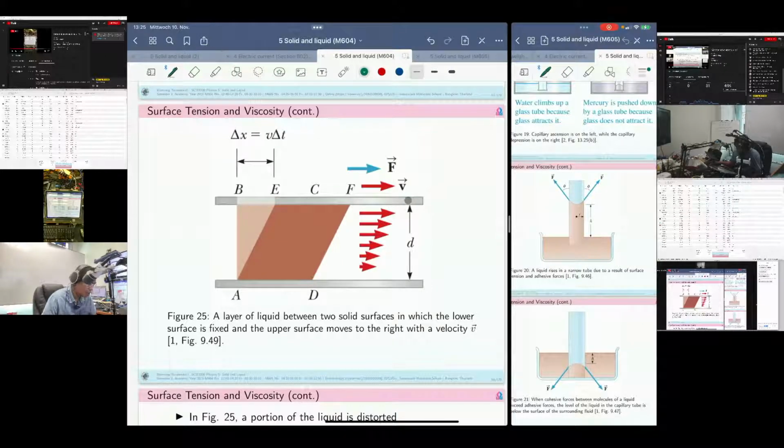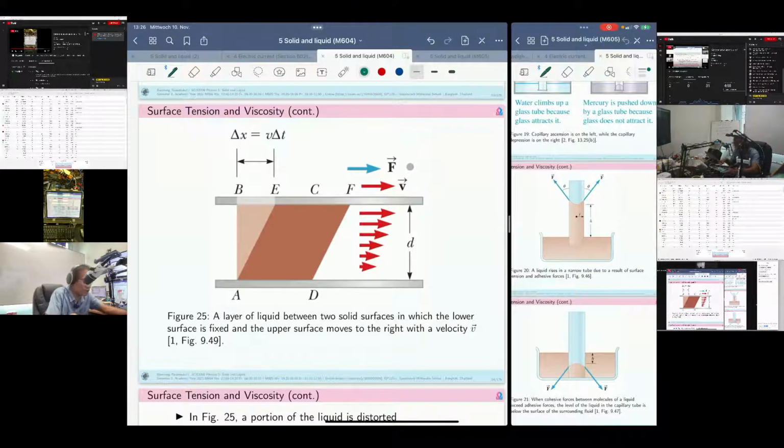And what they have found is that you have zero velocity at this location because it doesn't move, right? And you have a very high velocity at this location, because that is the highest amount of movement. This is the distance d, and the distance that this moving fluid moves is delta x. Okay, and delta x is velocity times delta t, right?